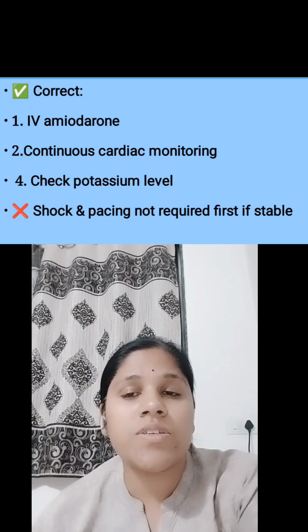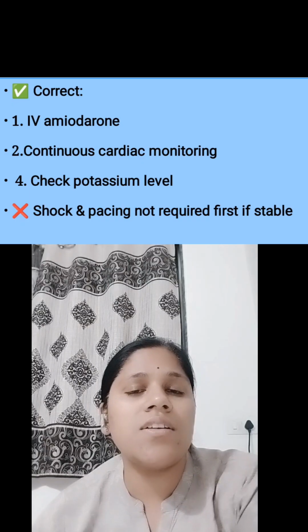The wrong options here are 3 and 5, where shock is not given. If it is a pulseless VT, then the shock is given. And pacing is not required as there is no indication of heart block here. So pacing is not required if the patient is stable. This is another thing which is given in the question.